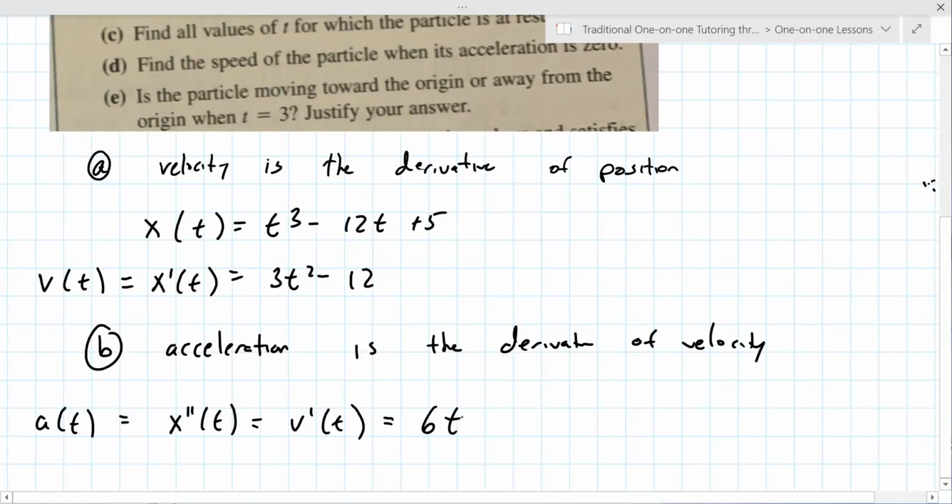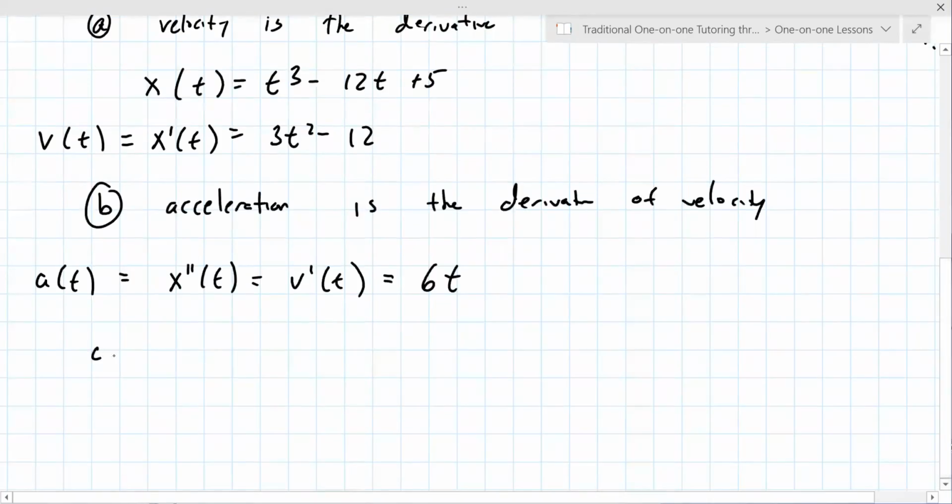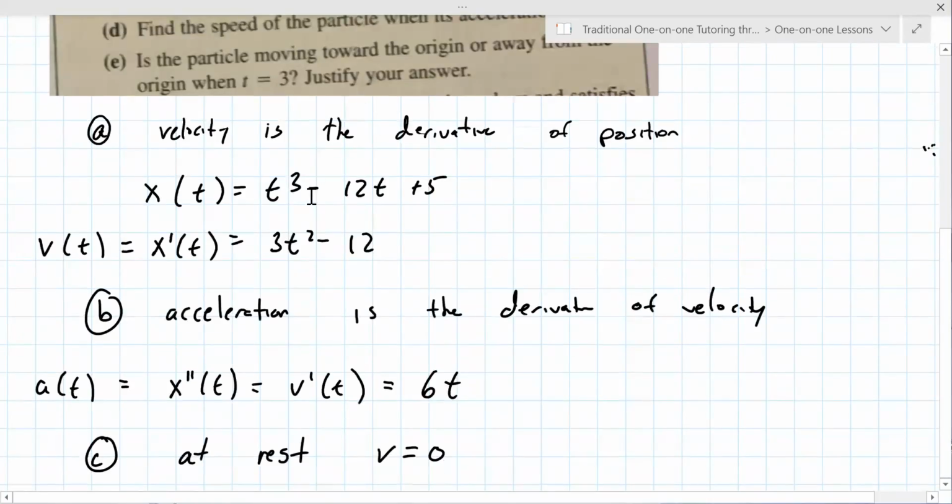All right. Part C says to find all values for which the particle is at rest. So at rest has the following meaning: it means that the velocity is equal to 0. One of the most challenging things for an early calculus student is which function to use. And it's this one, 3t squared minus 12, because that's the velocity one. So you just use the first derivative, basically.